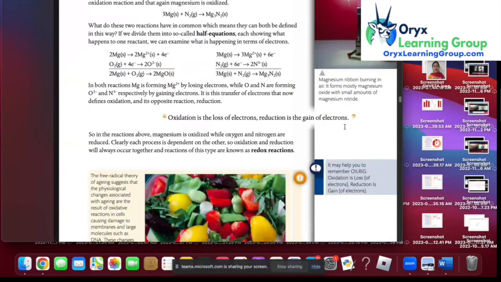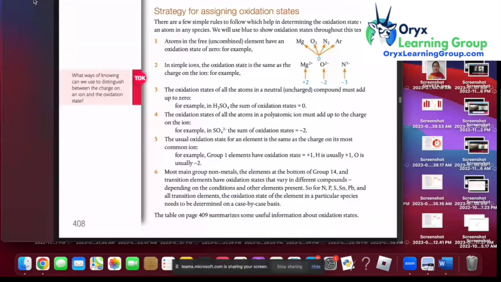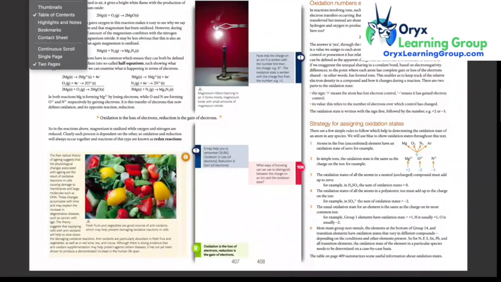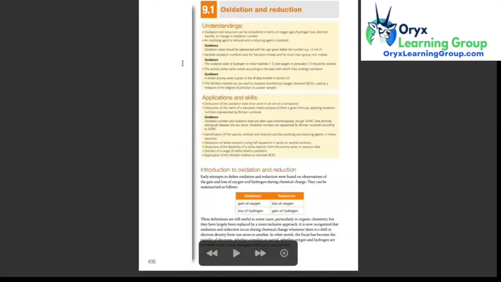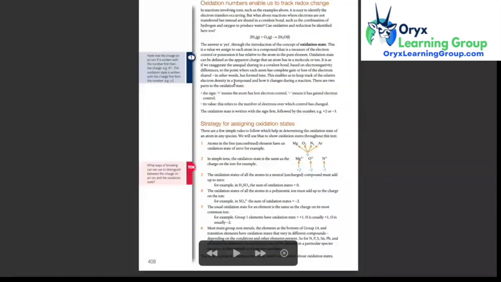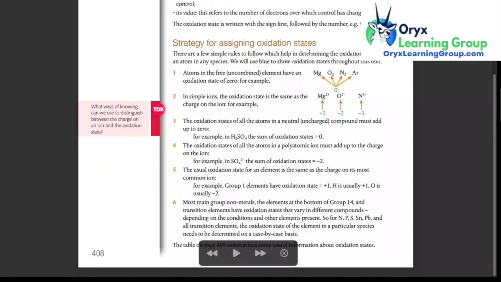Okay. Yes, you can take a screenshot for this one. Let me maximize it. Just a minute. Yeah, this is the one I want to take a screenshot of: strategy for assigning oxidation states. Or you can take a picture on your phone, whatever is convenient for you. Once you're done, let me know.